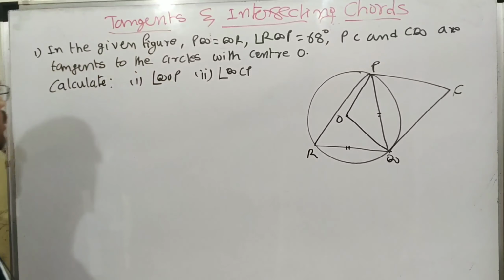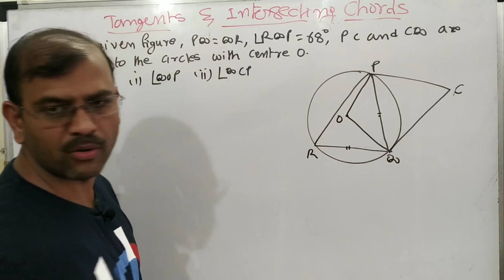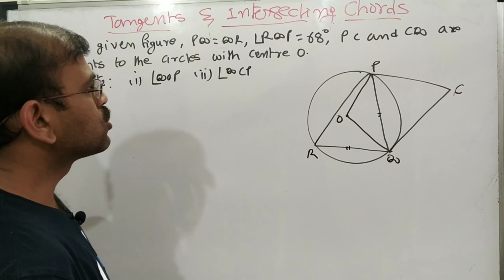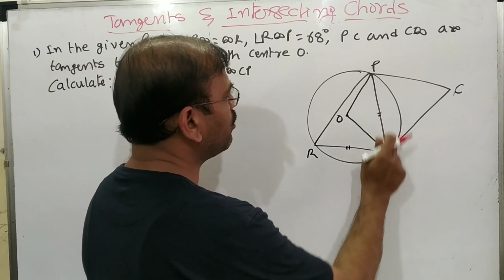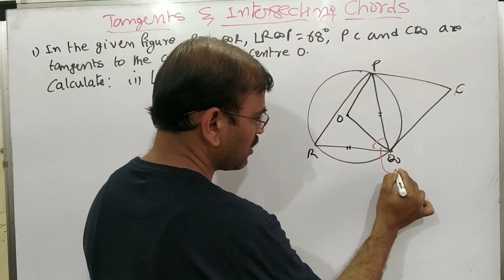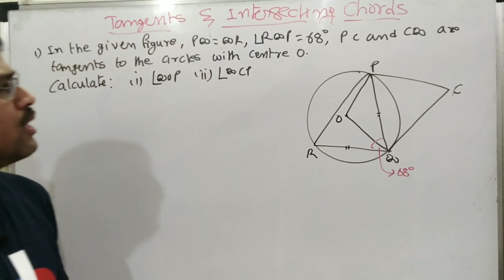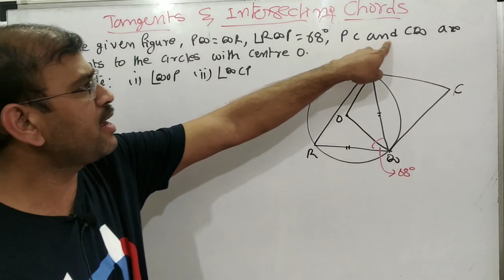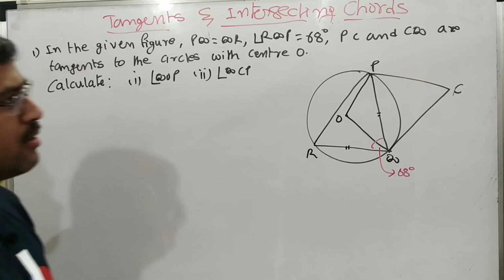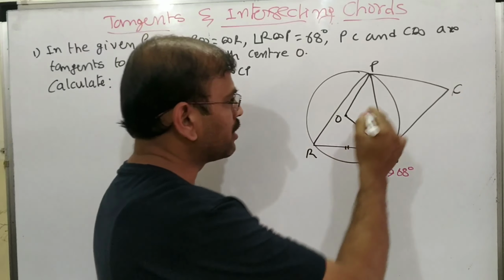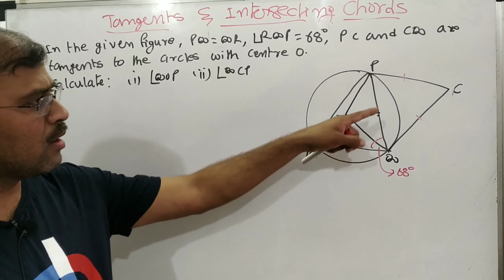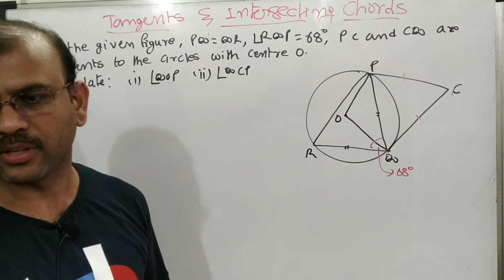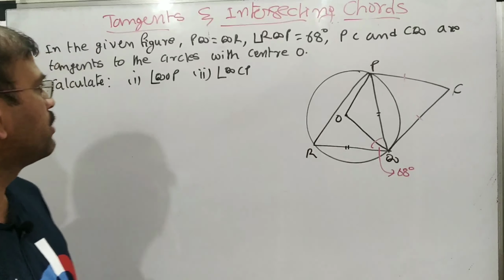Now look here. In the given figure, PQ equal to QR. The length of PQ equal to QR, already they marked it. RQP is 68, so this angle is 68. Now PC and CQ are tangent to the circle. These two are the tangents. When these two are tangents, the lengths of the tangents are equal. Remember that. To understand this, we need to watch the first video on the tangents.